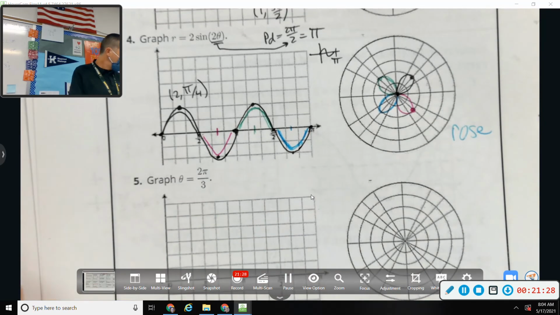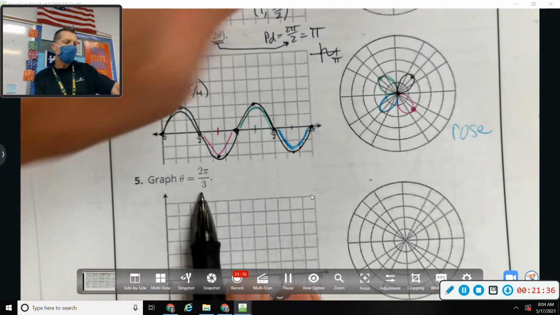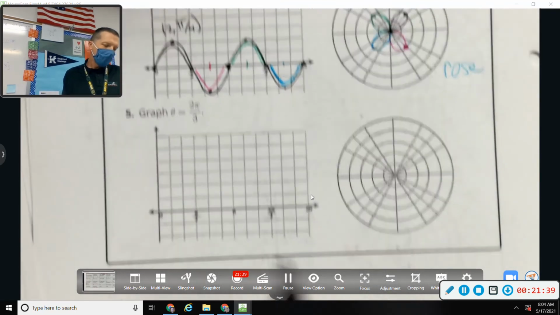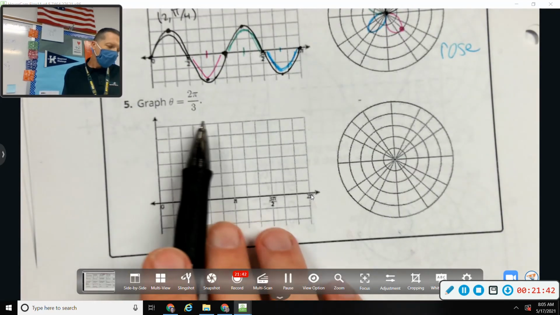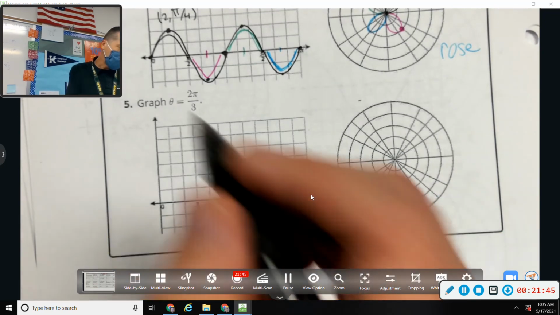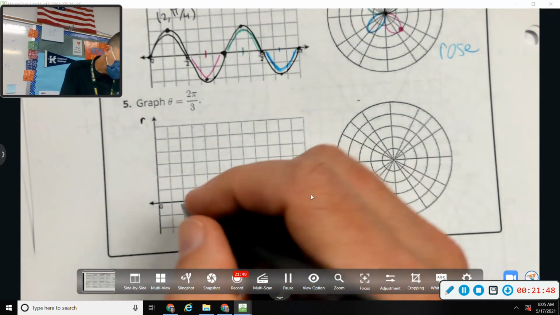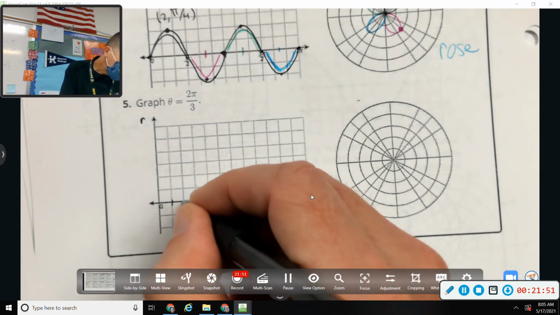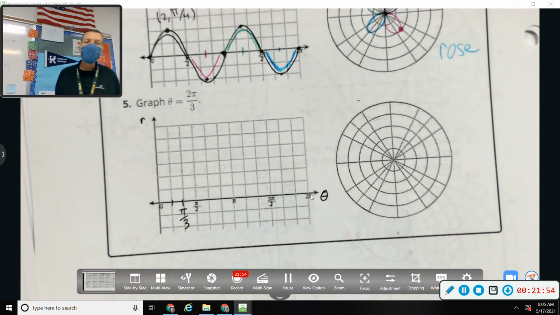All right, last one. Theta equals 2 pi over 3. So this axis is theta, and this axis is r. The second mark is pi over 3, because it's going by pi over 6s. And so I want all the points that are at pi over 3. It doesn't matter what r is. So do you know what this graph is going to look like? No. All the points where theta is pi over 3 and it doesn't matter what r is.